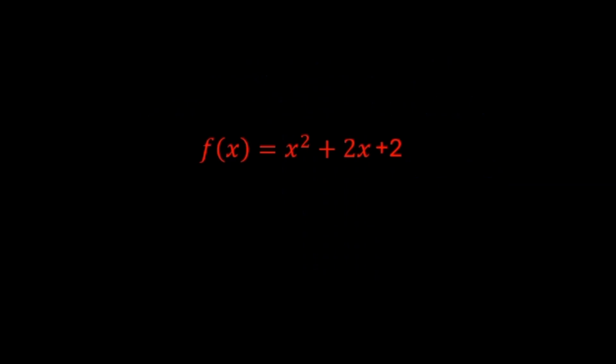Another example is f of x is equal to x squared plus 2x plus 2. Is this factorizable? No. Therefore, f of x is equal to x squared plus 2x plus 1 plus 1. Now we can factorize this a bit. f of x is equal to x plus 1 whole squared plus 1. Now this is basically just the graph of x plus 1 whole squared moved 1 unit upwards. This graph has no x-intercepts.